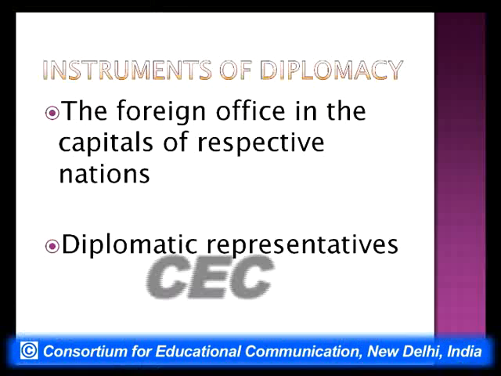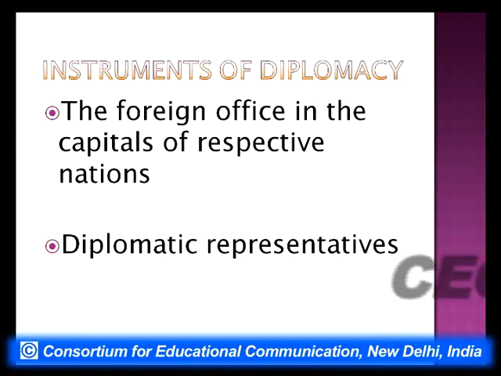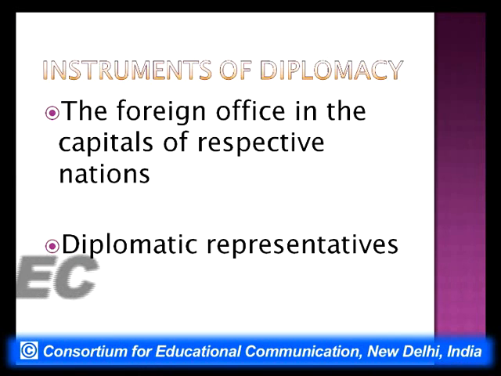Now, if we have to carry out diplomacy as a process or a policy objective, there has to be deployment of certain instruments. How you achieve has to be done through certain instruments. So, what are the 2 important instruments of diplomacy? First, the foreign office in the capitals of respective nations, which we normally call an embassy or a high commission or permanent resident missions. So, these are the offices of country A in some other country.